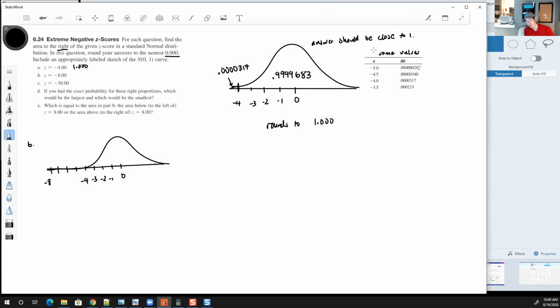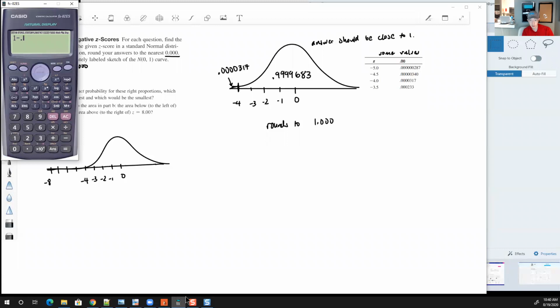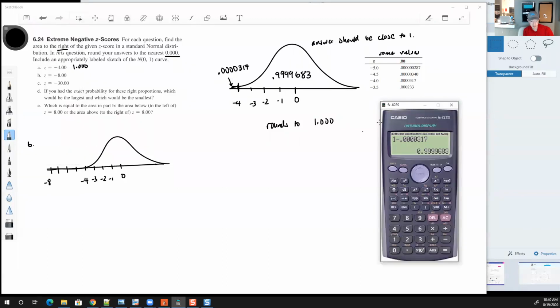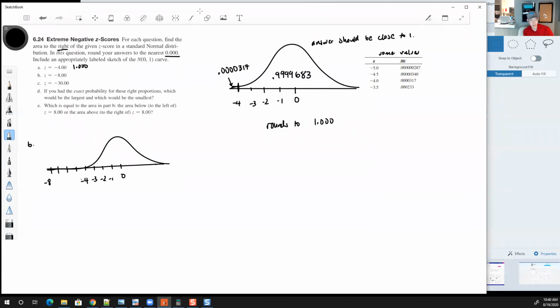It's not exactly 0. Do these things not add up? 1 minus 0.0000317 gives 0.9999683, right? So that's what I got here. And if we do -8, we don't even have it in the table, but the answer is also going to round off to 1.000.